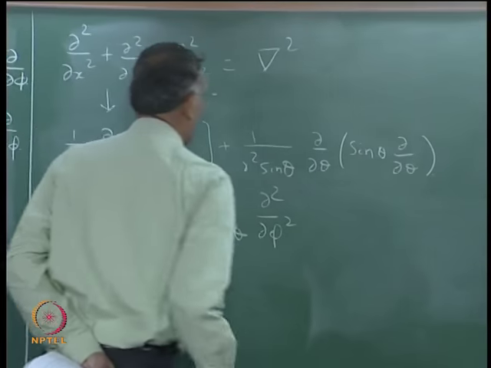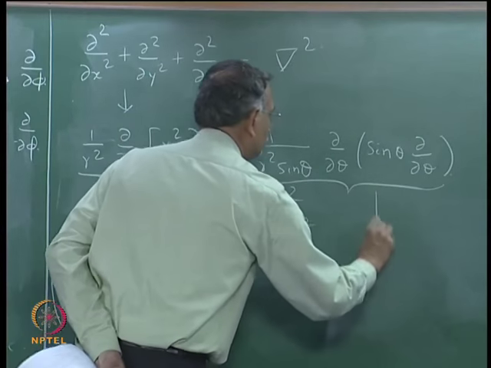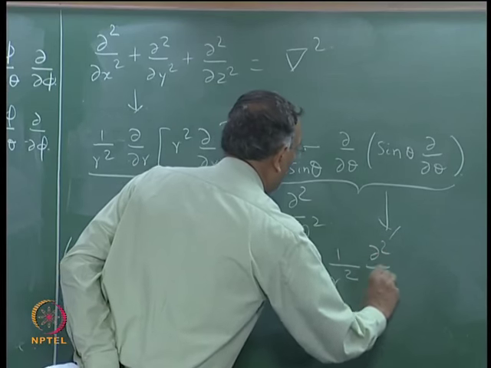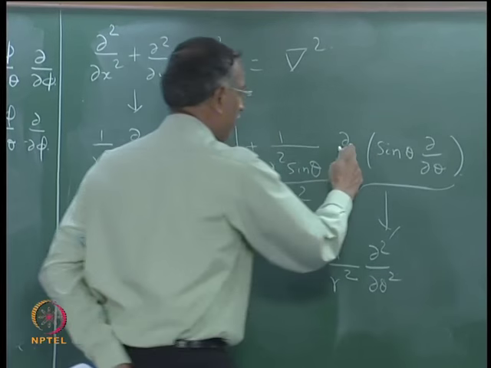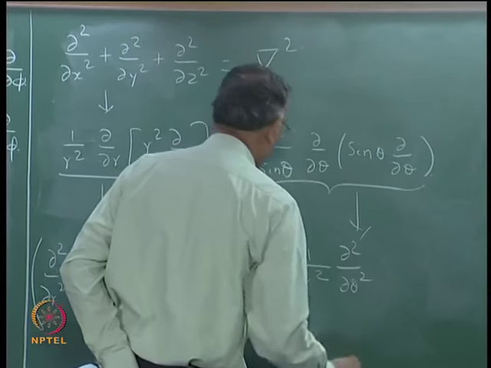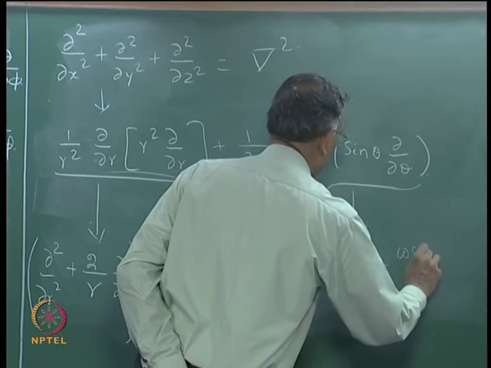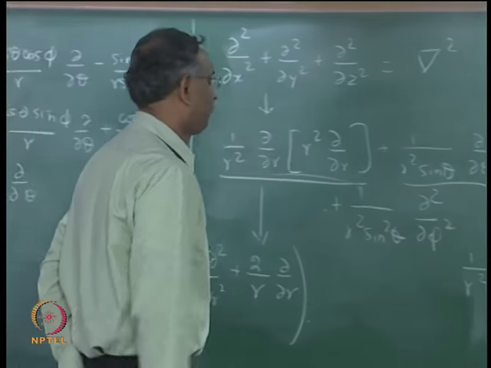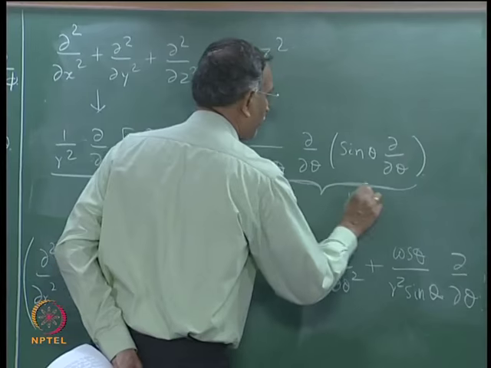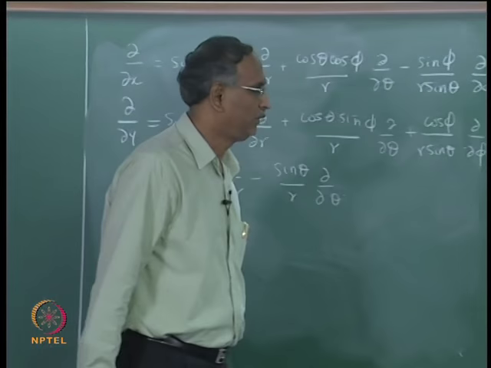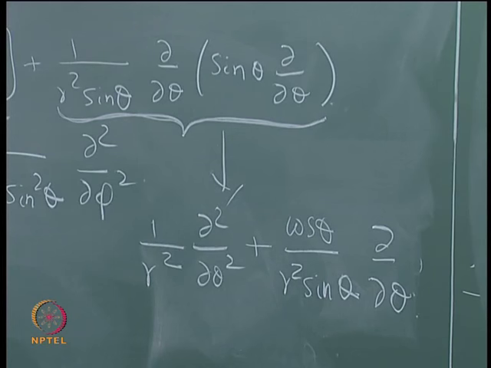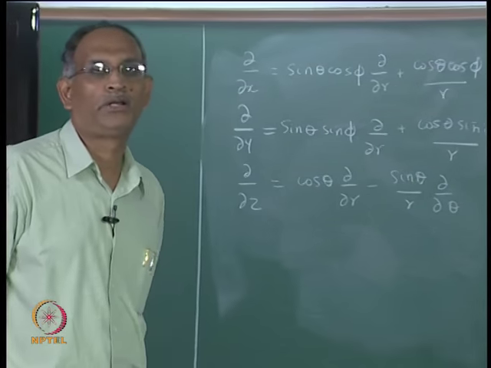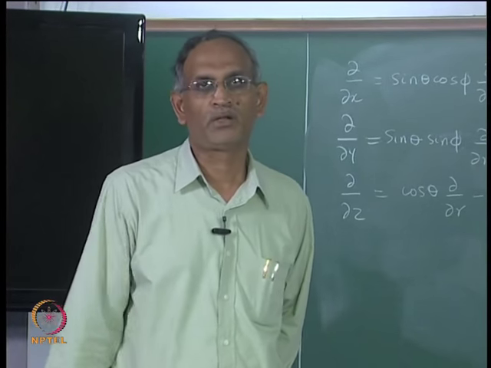And likewise here, if you are looking at this term, the analogy is 1 by r square del square by del theta squared, sin theta will cancel, or when the sin theta is acted upon by the derivative, you get cos theta by r square sin theta del by del theta. Okay. That is the exact form which is written in a compact notation by mathematicians many years ago, and it is used in quantum mechanics. So, these are the derivative forms for the polar coordinates when you convert them from the Cartesian form.